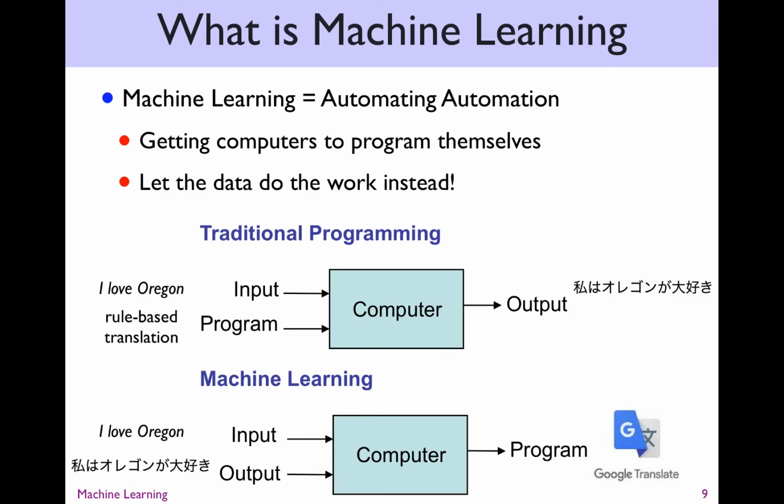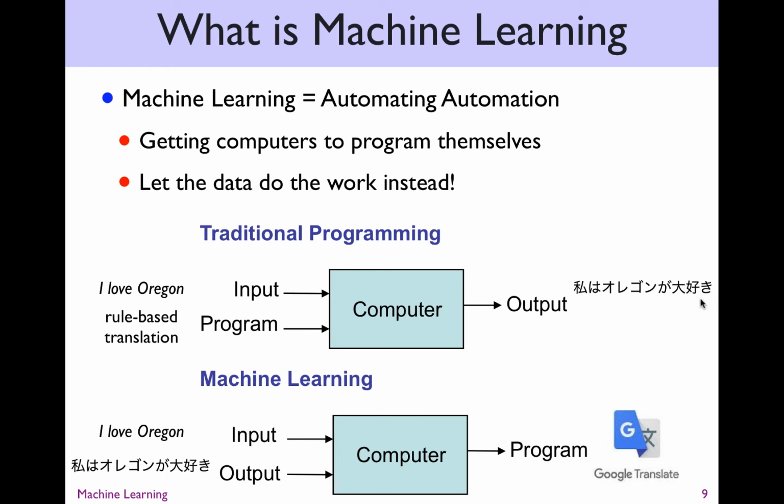Well, machine learning can be best summarized as automating automation, which is very cool because computers are there to do the automation, right? Computers are all about automation, but this kind of automation requires programmers to explicitly write down the specific rules for certain tasks, right? For example, think about a task of translating from English to Japanese. Okay, for example, I love Oregon is translated to this Japanese sentence.